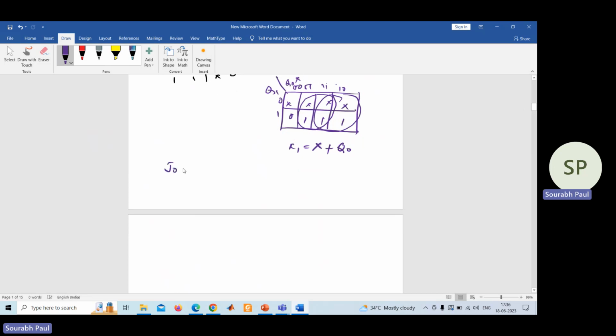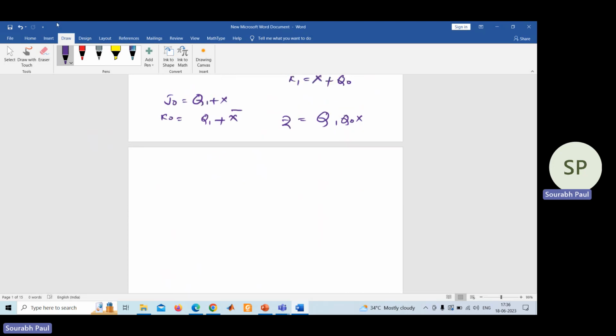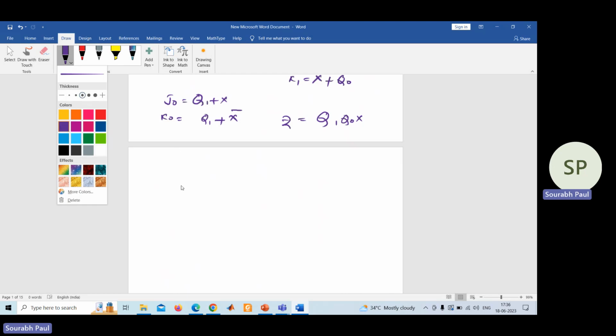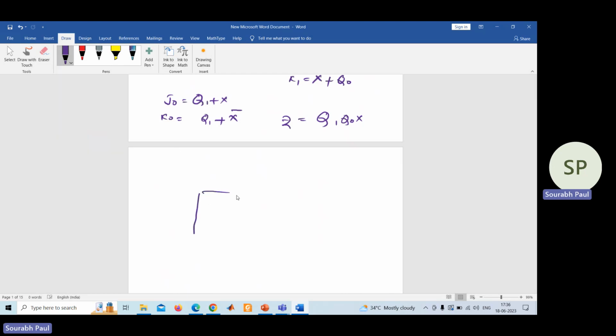Likewise, if you make the other three K-maps, I'm writing here what expressions you are going to get. For J0, if you follow this process, you'll get Q1 plus X. For K0, you'll get Q1 plus X bar. And likewise for Z also, you'll get an expression in Q1, Q0 and X. So these are the expressions we are going to get by following this process. Now, finally, what do we need to do? We need to design the circuit. How to design the circuit? You know how many flip-flops you need to use? 2 JK flip-flops.